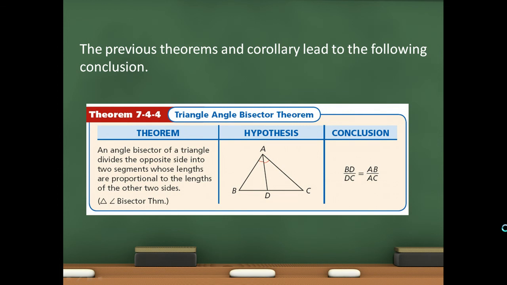The previous theorems and corollary lead to the following conclusion, the triangle angle bisector theorem. An angle bisector of a triangle divides the opposite side into two segments whose lengths are proportional to the lengths of the other two sides. So your picture would show two congruent angles. So we would know that AD is the bisector. And if it is, then BD over DC is the same as AB over AC.